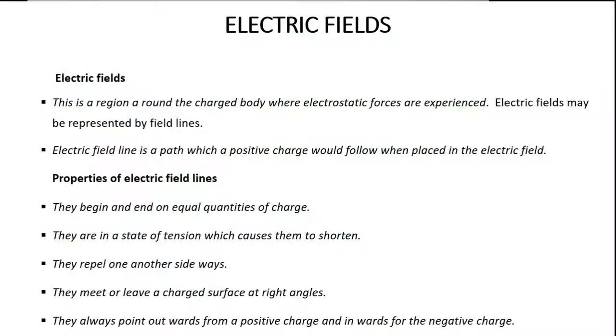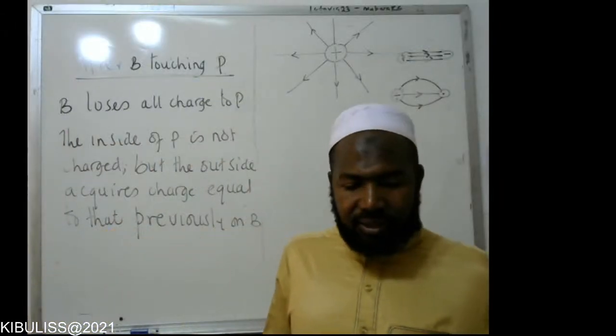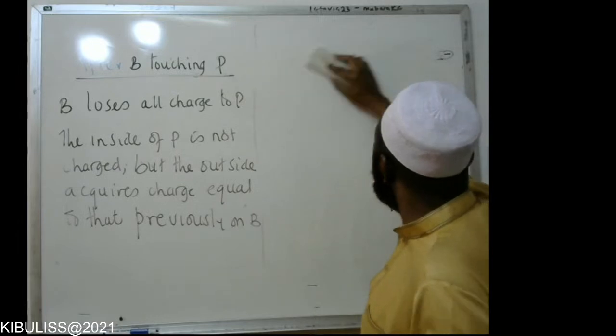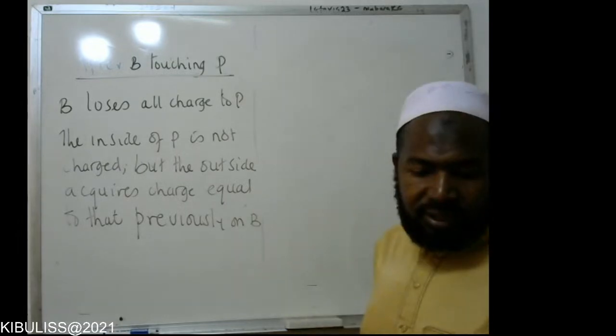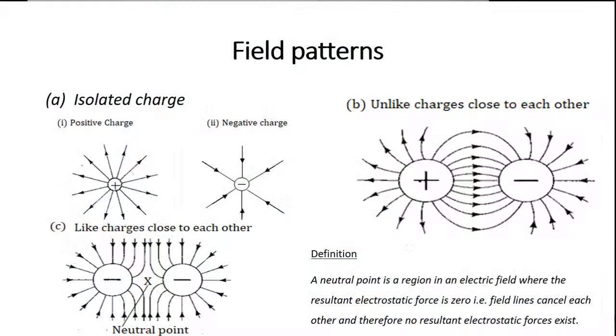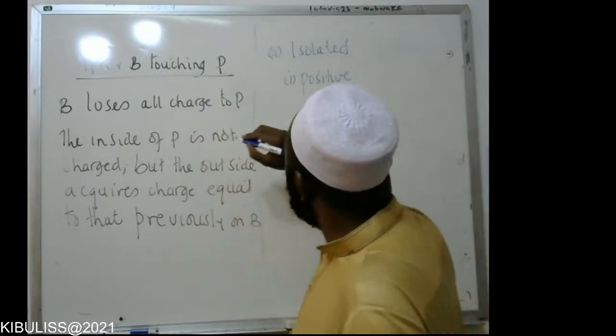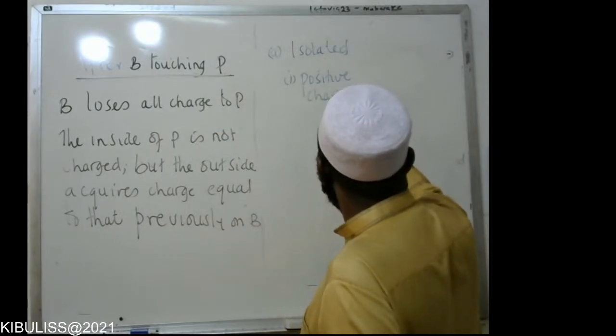Now, how are the field patterns going to be drawn in such a case? We are going to have field patterns for the different cases. We are going to begin with the isolated cases, part A. We have them on the screen. For isolated cases, we have two cases, the positive charge and the negative charge.